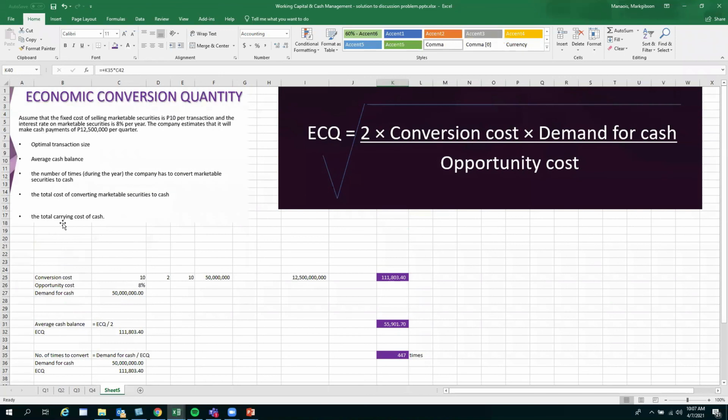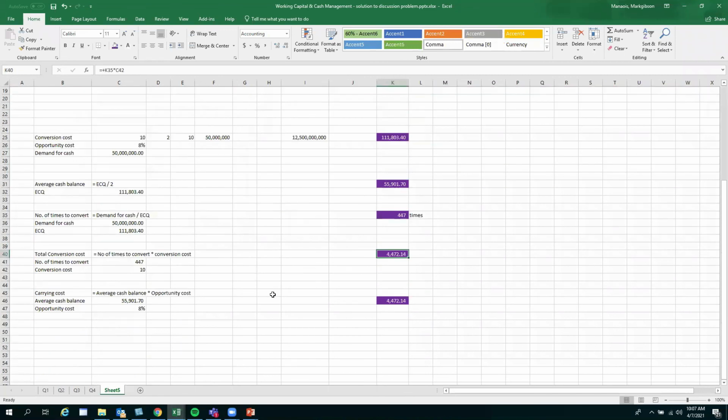Finally, you're asked to compute for the carrying cost of cash. That's actually equivalent to the total conversion cost, but this time it's calculated as the average cash balance multiplied by the opportunity cost. Na-compute na natin kanina yung average cash balance. It's 55,901 and given yung opportunity cost na 8%. So that's 4,472.